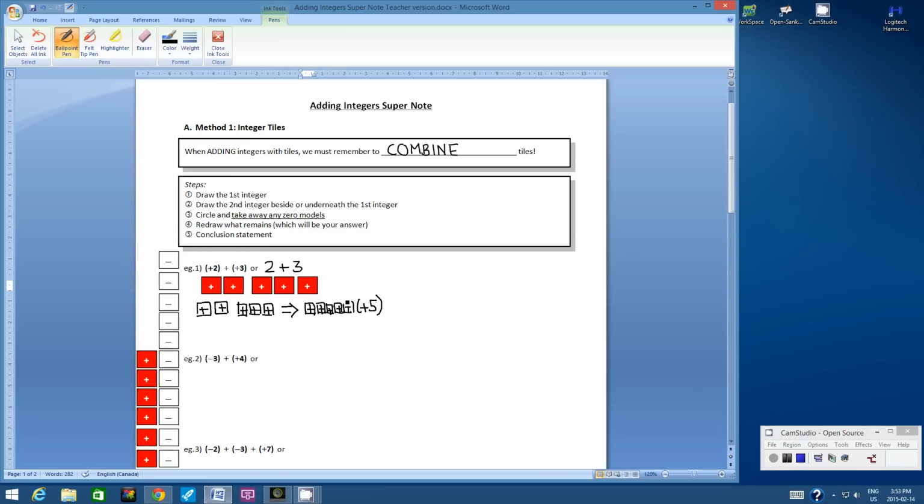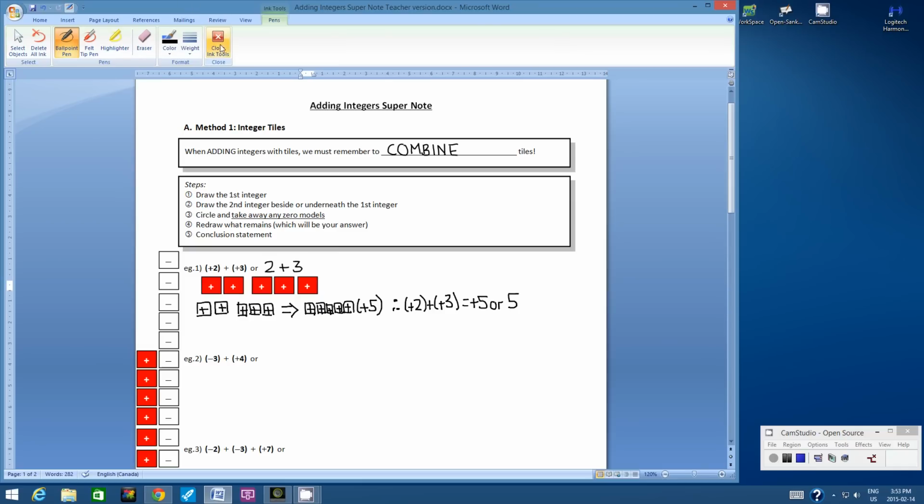Now, our conclusion statement. Therefore, our question was positive 2 plus positive 3 equals positive 5, or simply in standard form 5. If it's a positive integer, we like to take away the brackets, we like to take away the positive sign. Okay, so we did a lot in that first question. We built the tile models in front of us, then we did the tile solution. Okay, so let's go on to number 2.